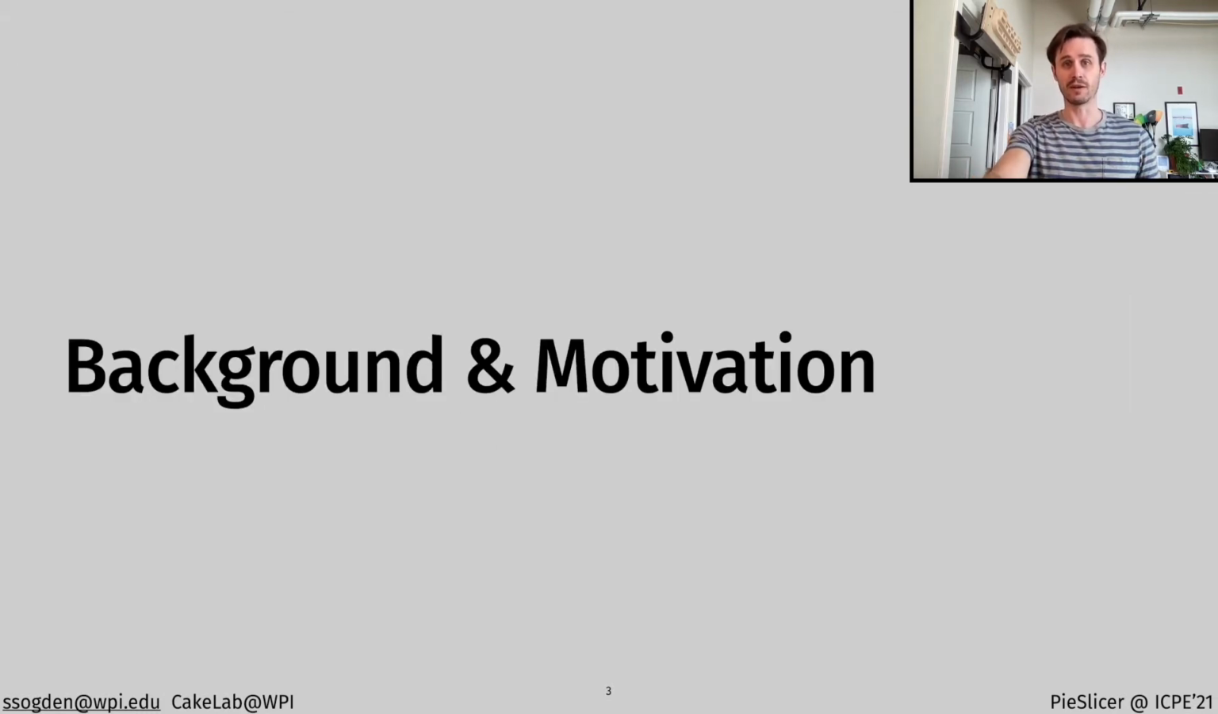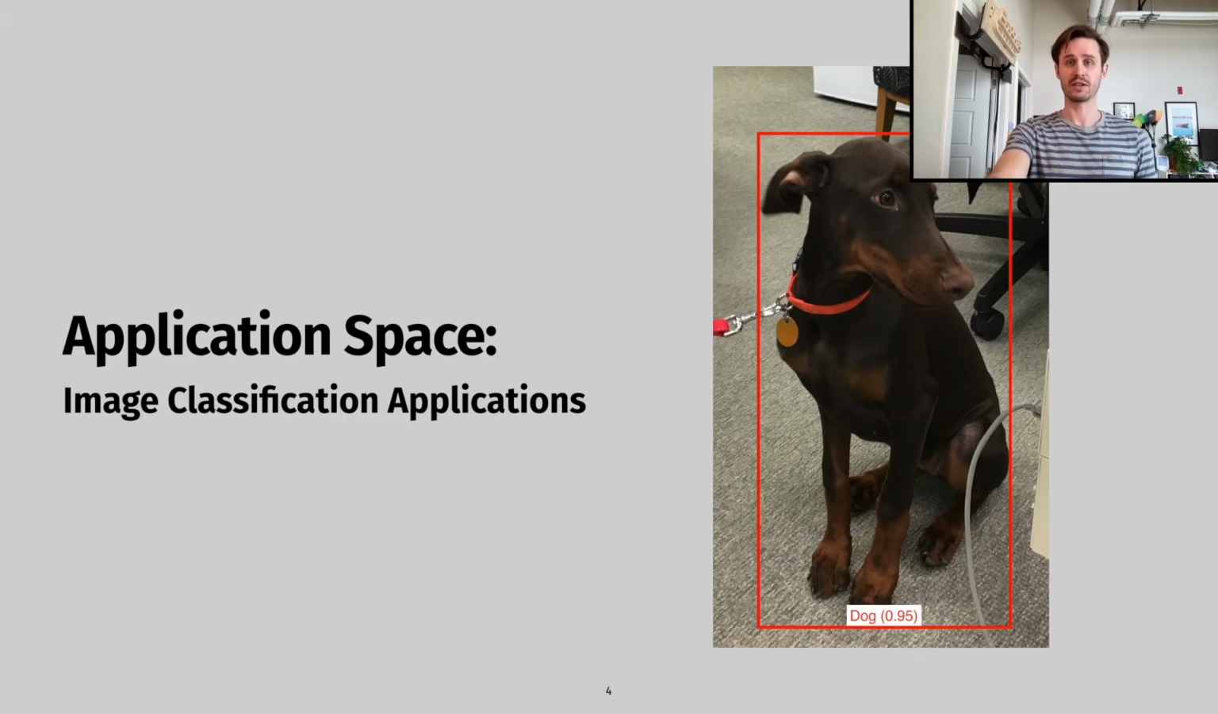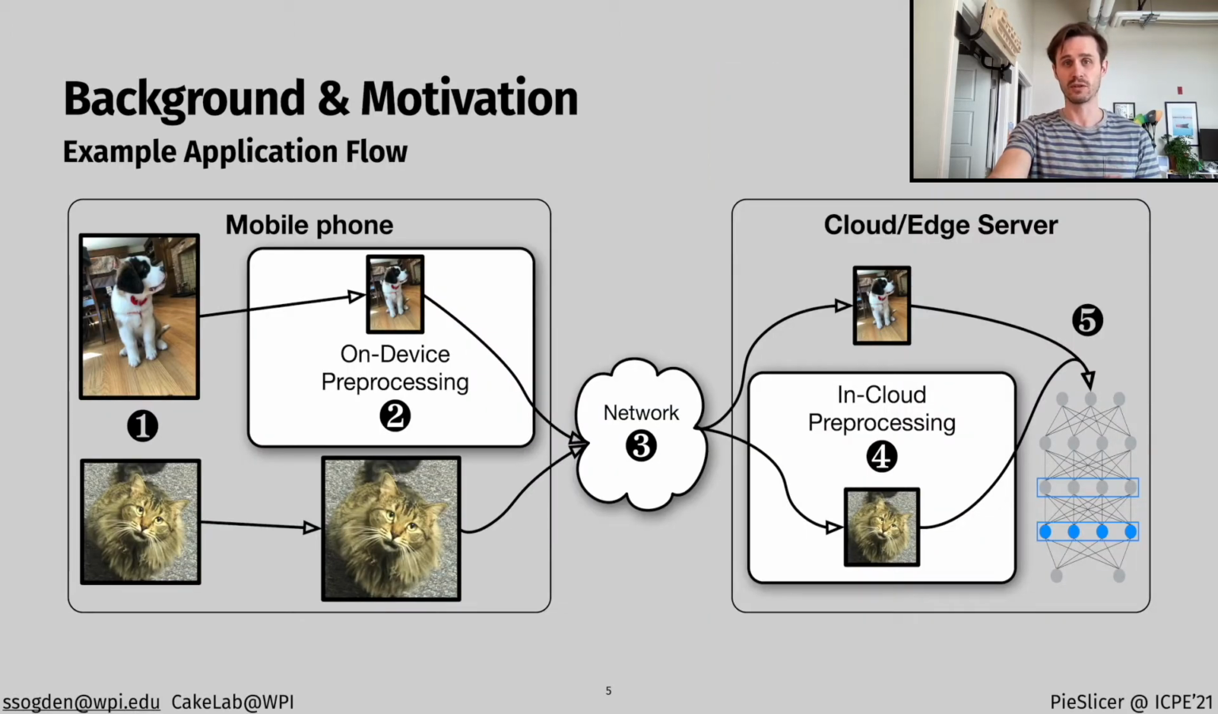First up, some background and motivation. Our application space is that of image classification. An example of this would be an app that identifies this picture as being of a dog. We chose this space to demonstrate our approach because there's a lot of active research on image classification models. There's a lot of easily measurable input data. We haven't yet explored other kinds of deep learning, but we expect the same techniques can be leveraged in those fields as well. What does such a workflow look like?